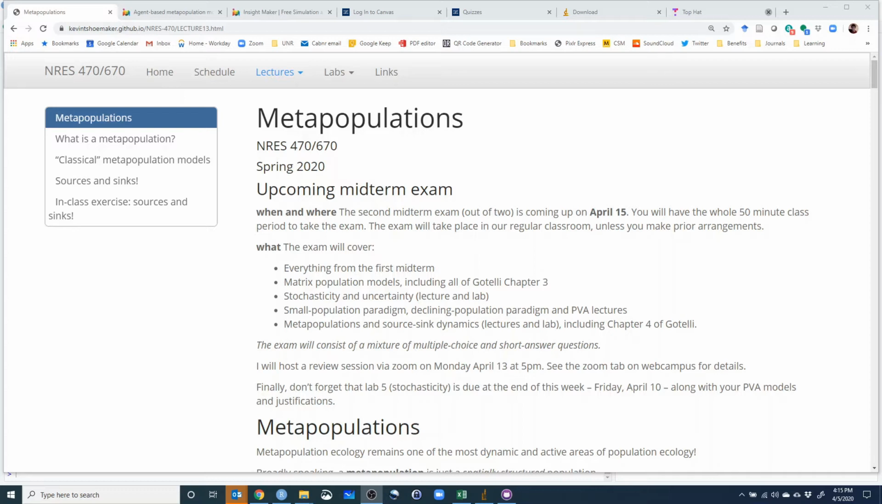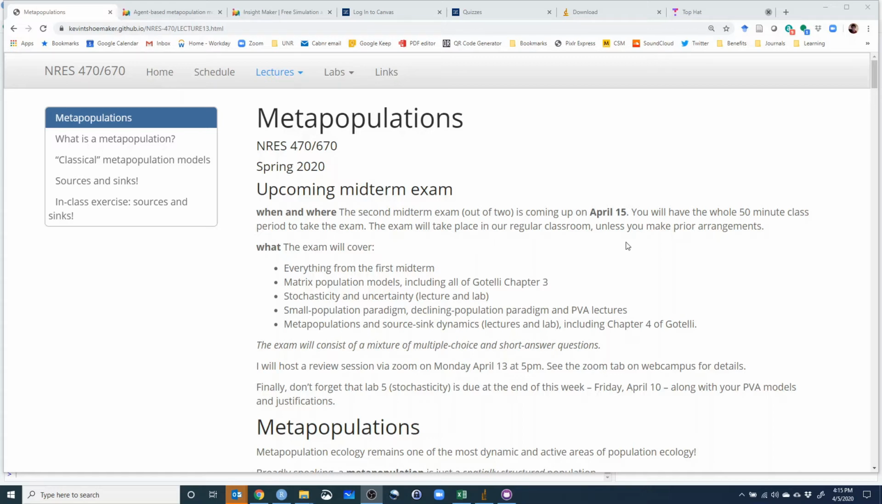And finally, just don't forget that Lab 5 on stochasticity is due at the end of the week, along with your PVA models with written justifications. All right? That is all I have for announcements.